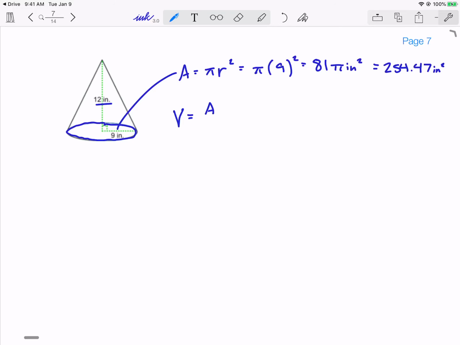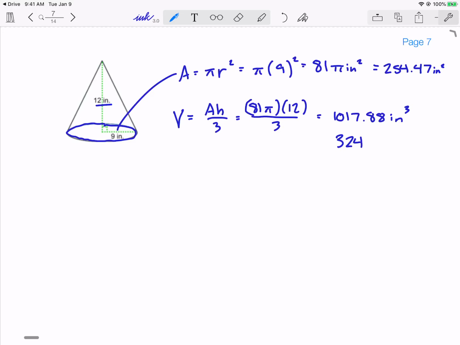So volume is area of the base times height divided by 3. So I'm going to multiply the 81 pi times 12 and divide that result by 3. So if I type that in my calculator with pi, I will get 1017.88 inches cubed. Or if I want to keep pi in my answer, the exact answer is 324 pi inches cubed. And again, I would get the 324 pi by multiplying 81 by 12 and dividing that result by 3. And then just write the pi next to it.